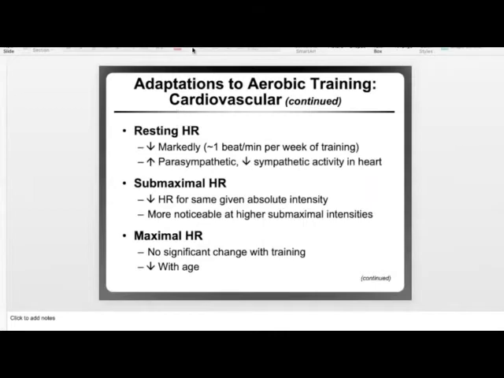So in regards to cardiovascular changes, there's going to be an overall reduction in heart rate. All right, and now that can be pretty dramatic. This is one of the labs that you guys are working on right now. If I can do a little bit of exercise, I can reduce my resting heart rate about one beat per minute, and there are a number of minutes per week.